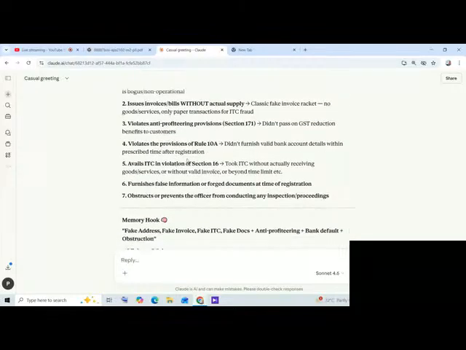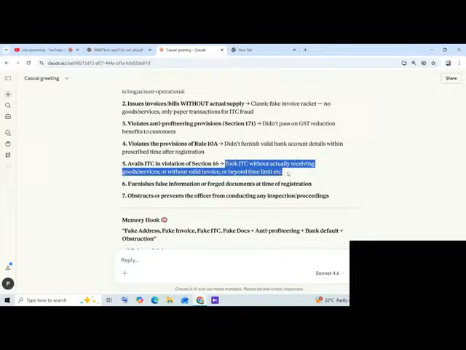Violates the provisions of Rule 10A: didn't furnish valid bank account details within the prescribed time after registration. Avails ITC in violation of Section 16: took ITC without actually receiving goods or services, or without a valid invoice, or beyond the time limit, etc. So, avails ITC in violation of Section 16.